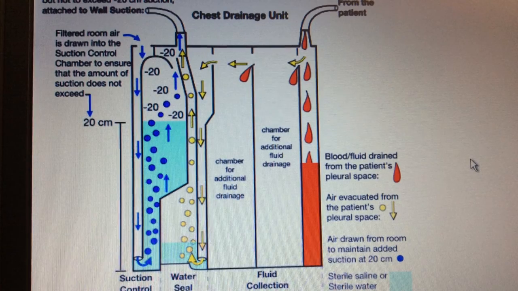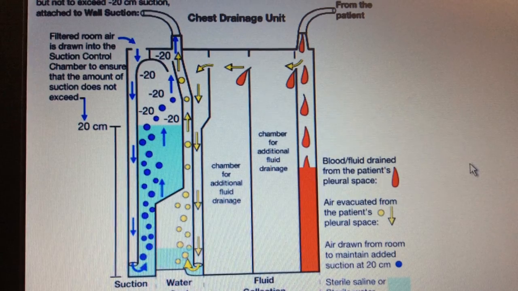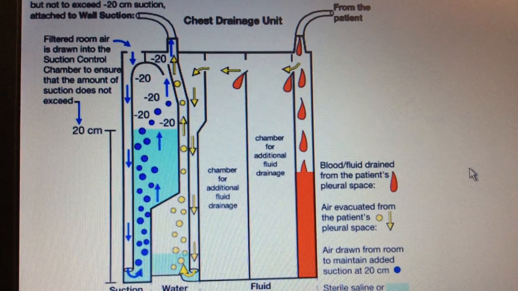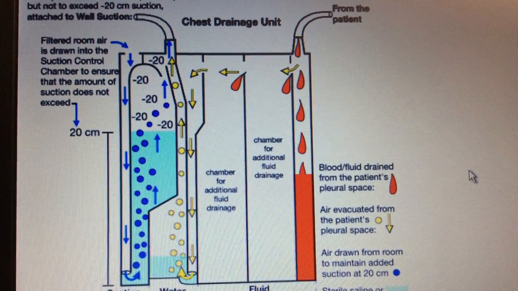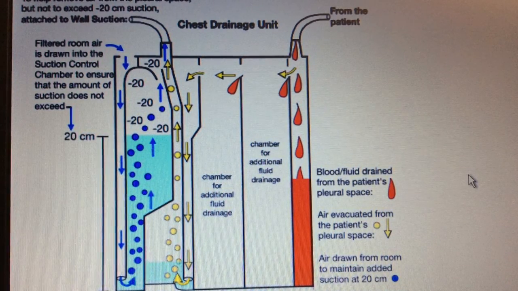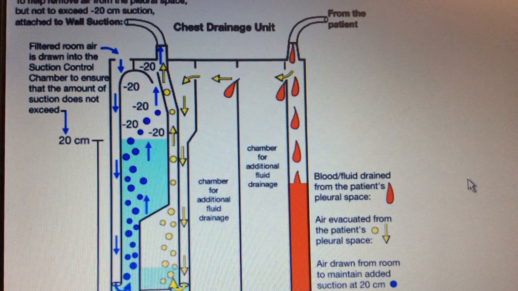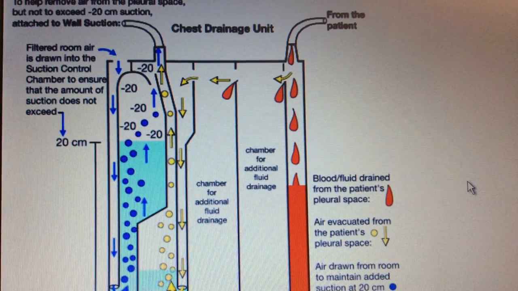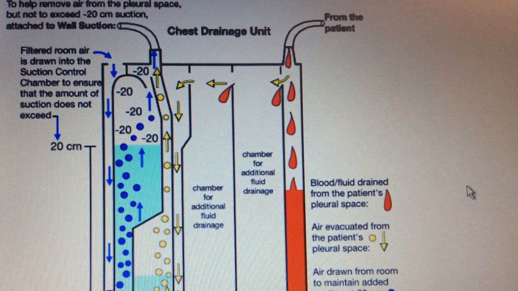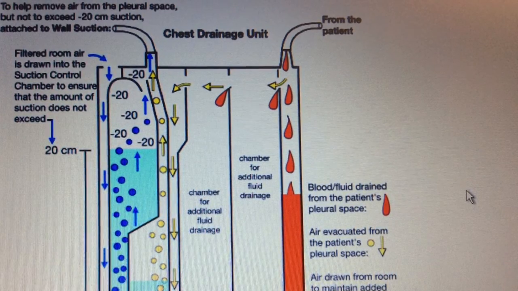This picture demonstrates our current chest tube drainage unit. The three-chamber system still applies to this unit. The patient's blood or fluid is drained into the first space. The air is then evacuated through the water seal chamber of the second space, and then into the third chamber with the 20 centimeters of water suction, and then out the suction wall attachment. You will also see in the water seal chamber, when the patient has inhalation and exhalation, that the water goes up and down. If this stops, please address your patient and make sure that everything is connected, or obtain a chest x-ray.